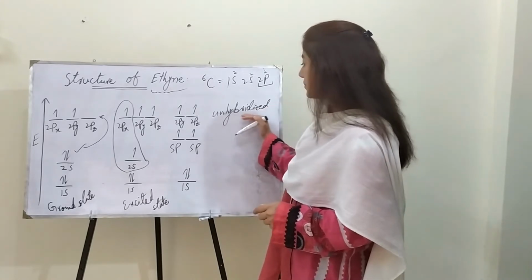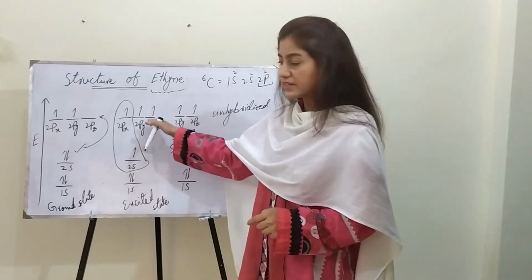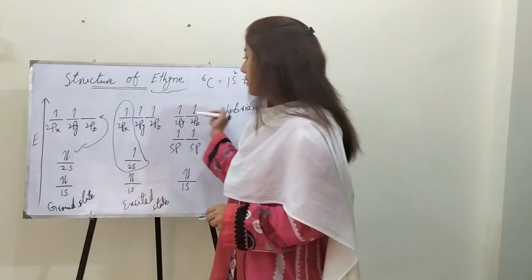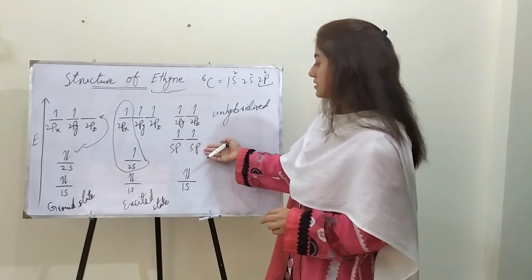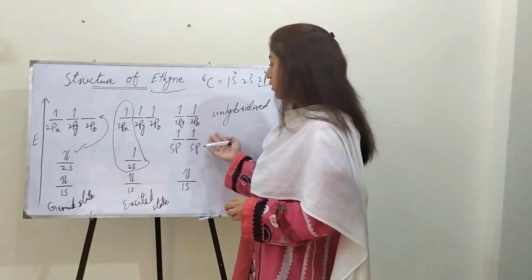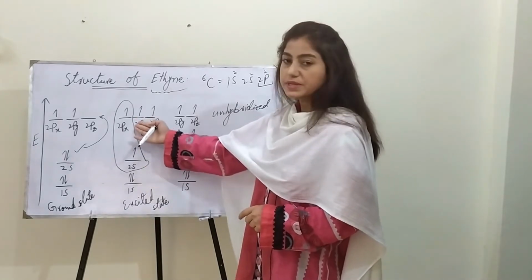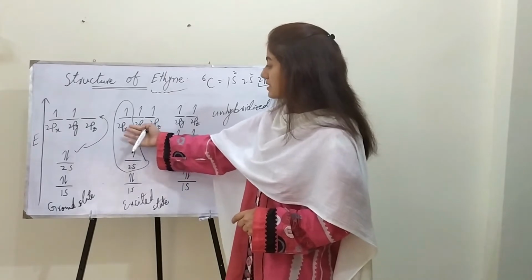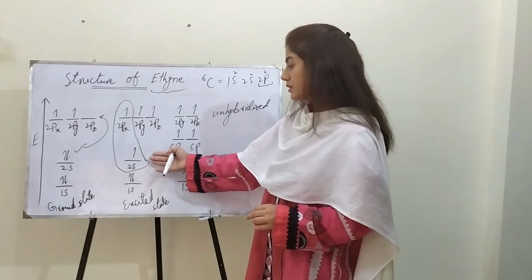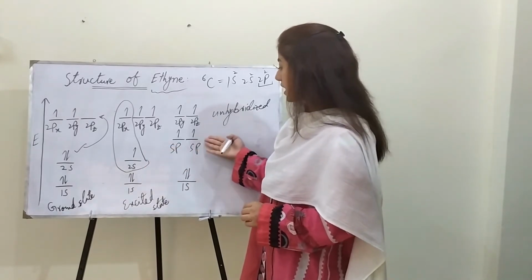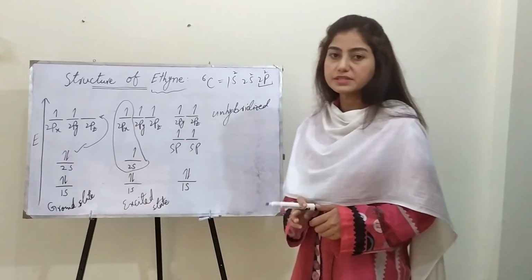The unhybridized orbitals would be at the same energy level as in the excited state or in the ground state, but the sp hybrid orbitals would lie in between the energy levels of the 2s and 2px orbitals. So, 2px is at a bit higher energy level and 2s is at a somewhat lower energy level, but the sp hybrid orbitals lie in between these 2 atomic orbitals.